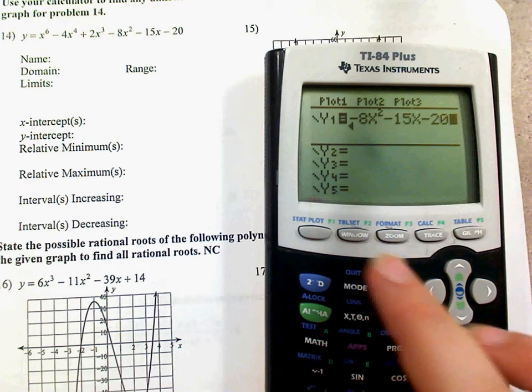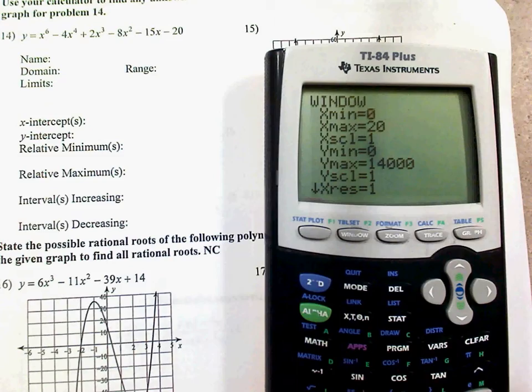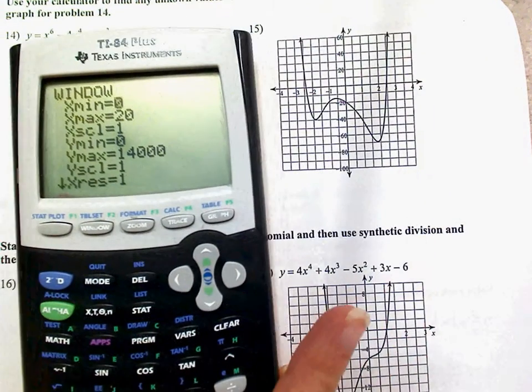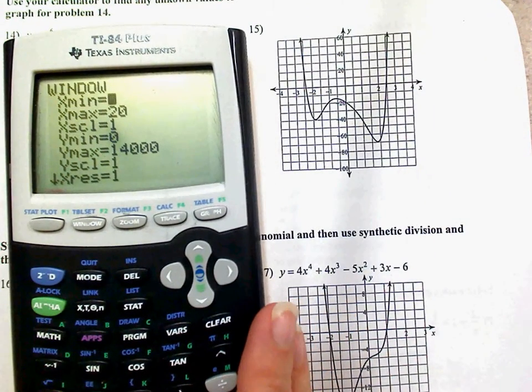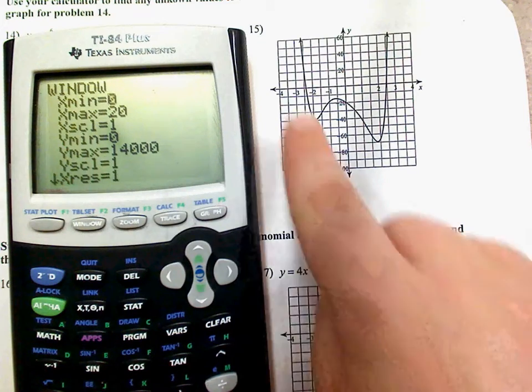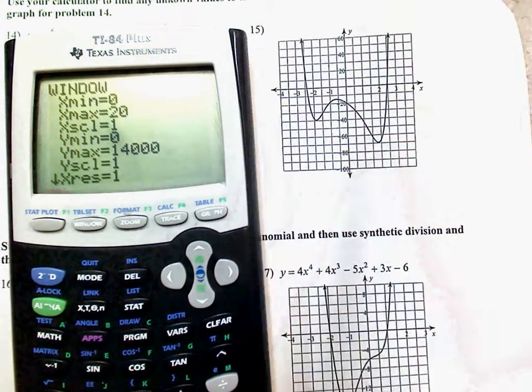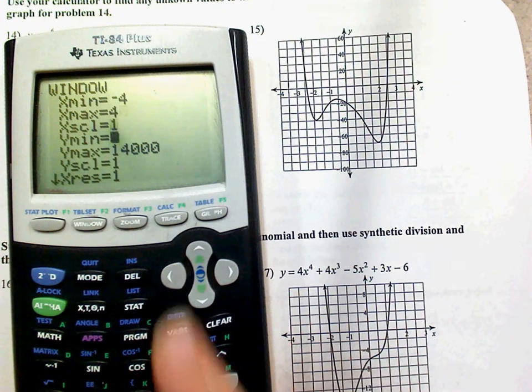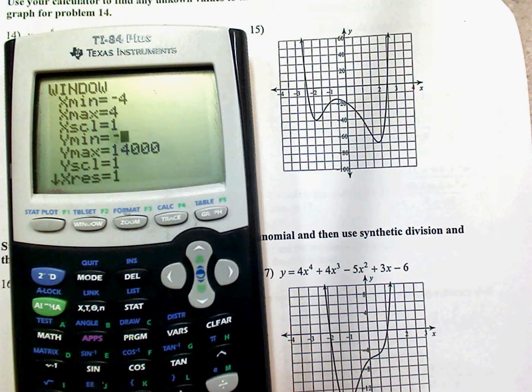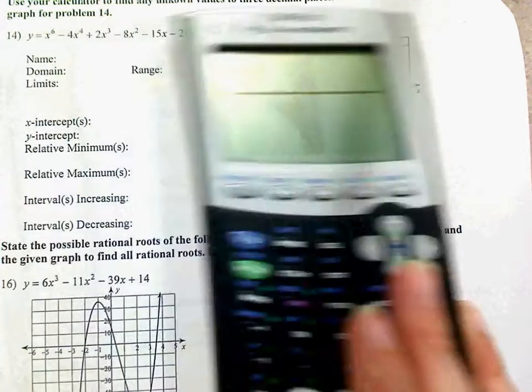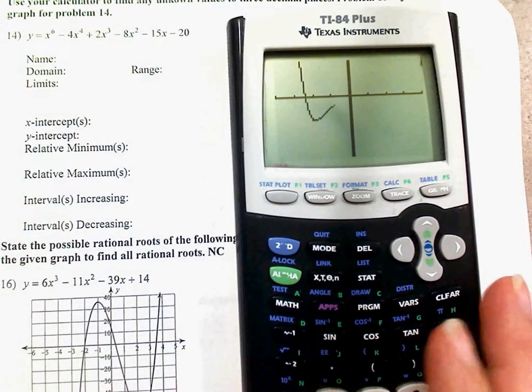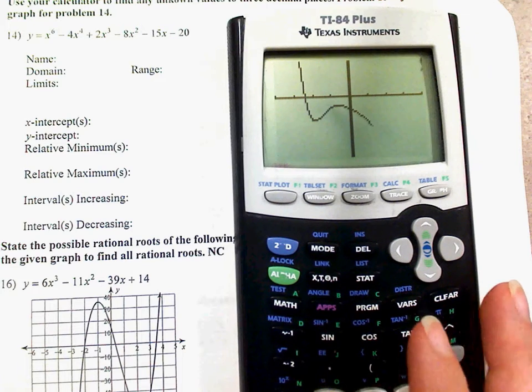Yeah? And what did you change your window to? The graph has negative 4 to 4, right? So I'm going to go negative 4 to 4 on the x. What does the y go from? Negative 100 to 60. And then we graph, and we get that. Yeah?